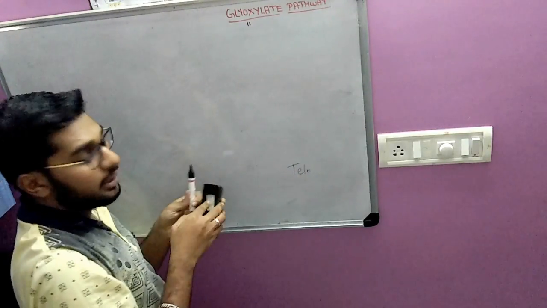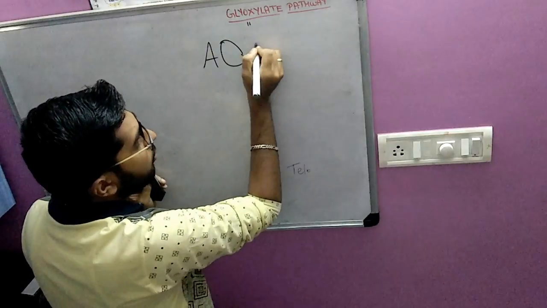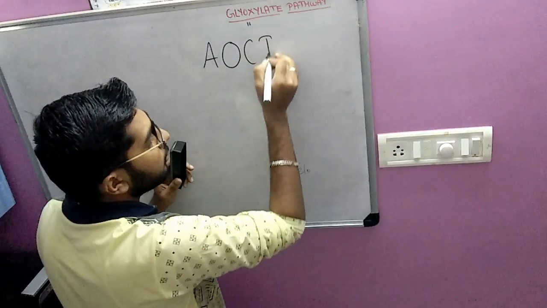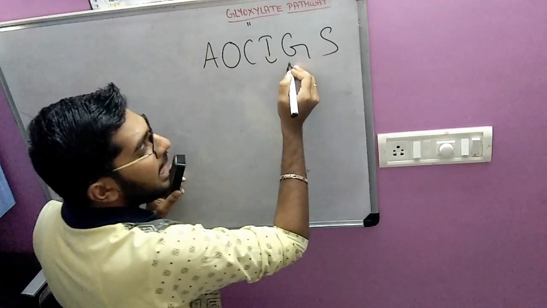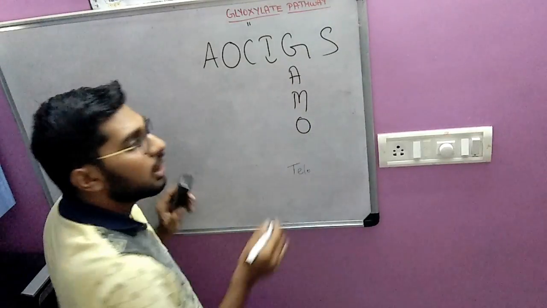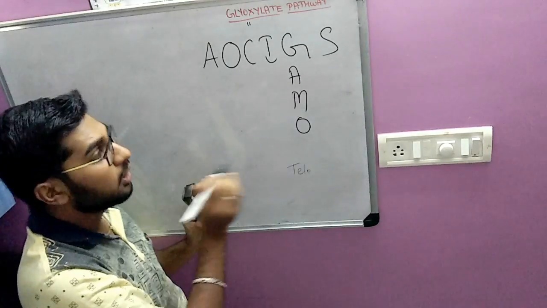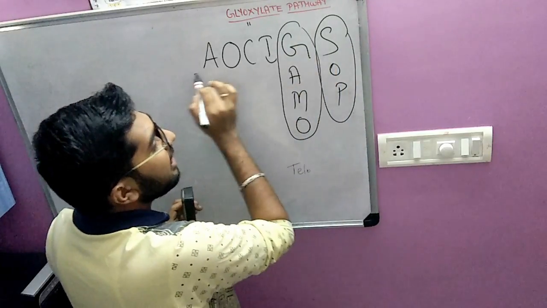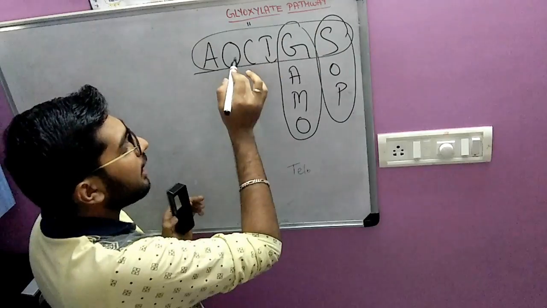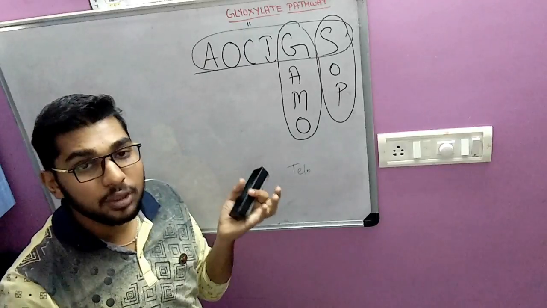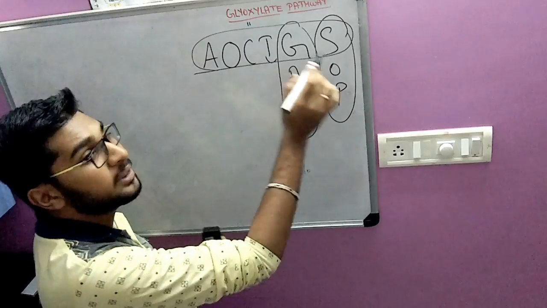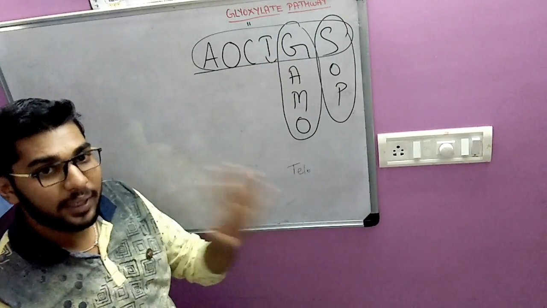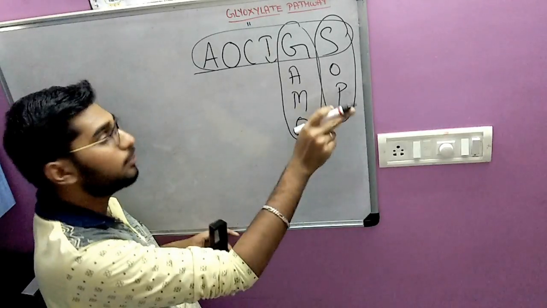So the mnemonic that you have to remember is AO6, and near G you write GAMO, and near S you write soap. So soap, GAMO, and AO6, like you have fig fruits and pig animal, like that you remember 6, AO6. If you remember these three, the entire pathway is very simple. So I'm going to show how to write the entire pathway from this mnemonic.